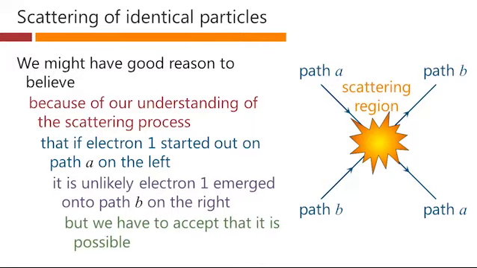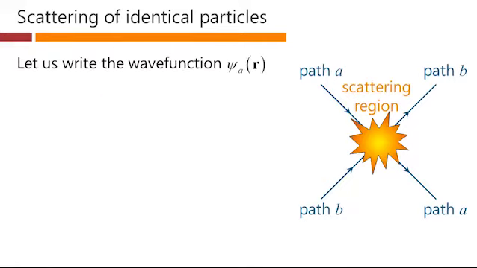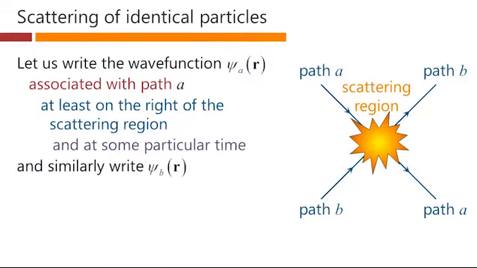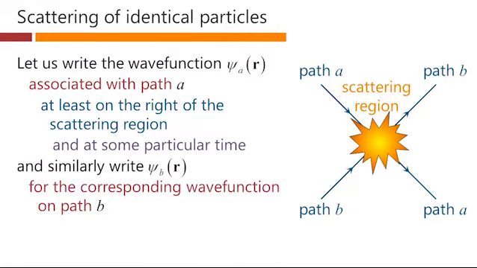But we have to accept that it could be possible, and we cannot distinguish whether that is what has happened just by measuring out here. So let's write the wave function psi A of r associated with path A, at least on the right of the scattering region out here. And this is for some particular time. And similarly, we'll write psi B of r for the corresponding wave function on path B.